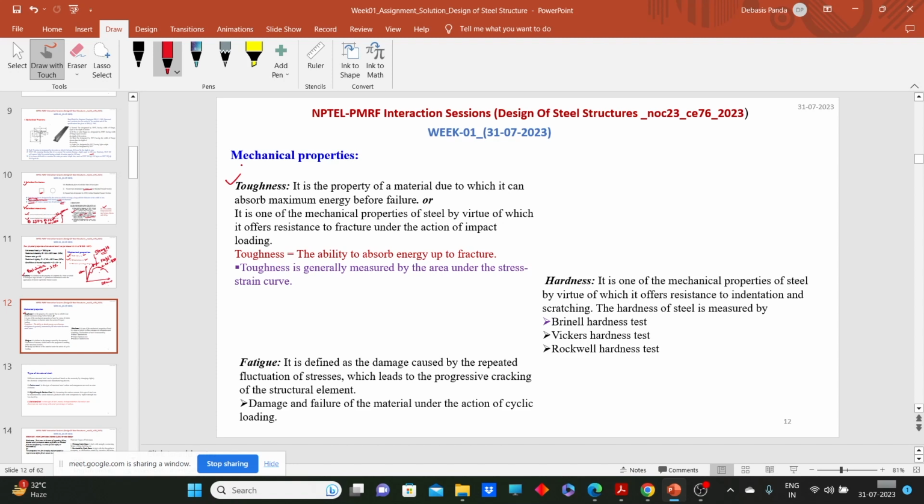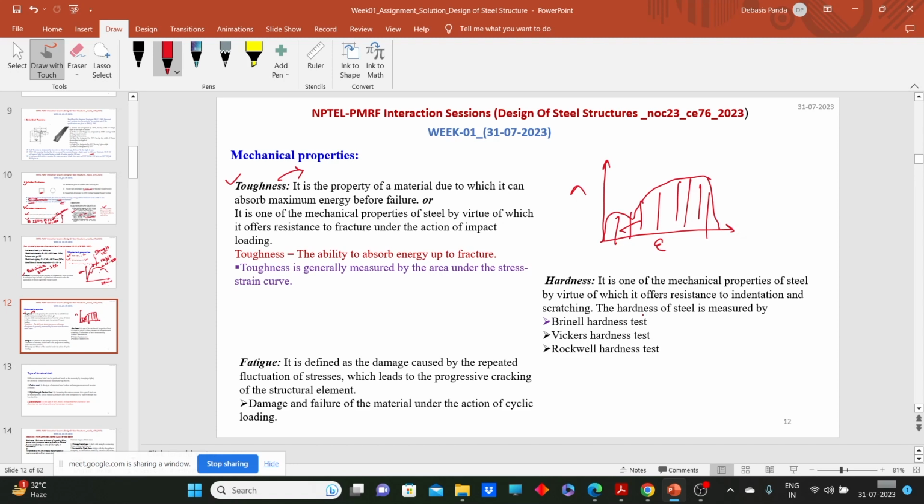A material can absorb the maximum energy before failure. Or we can say toughness is a measure of strain energy per unit volume. So how can we calculate the toughness? If we have a stress strain curve, how can we calculate it? The area under the stress strain curve gives us the value of toughness, or the total energy which can be absorbed by this material before failure occurs.